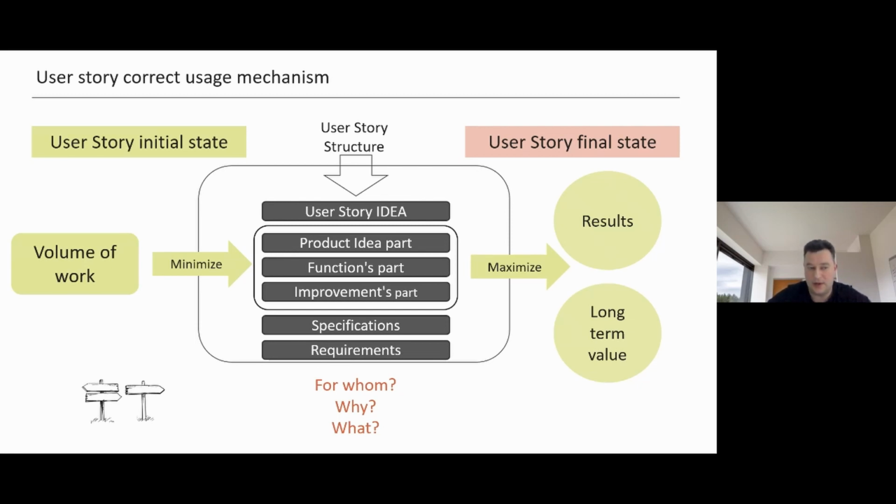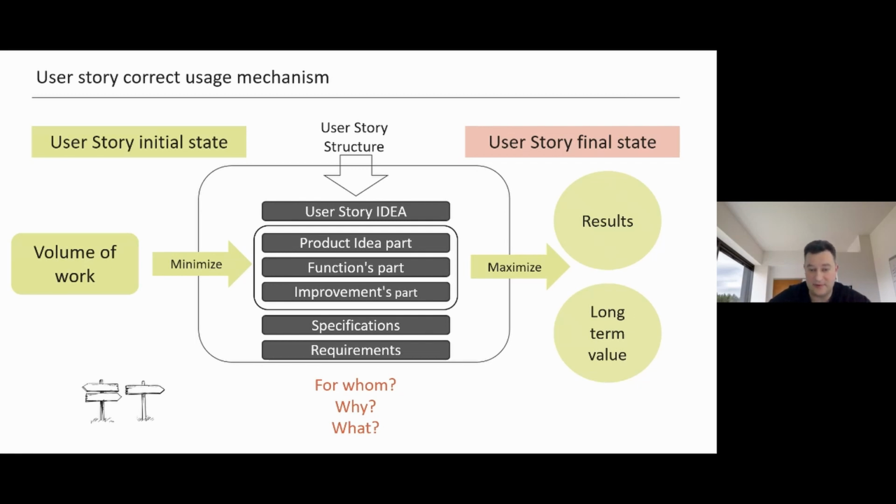So as you can see, we have user story initial state and user story final state. In the middle part of this slide, we have the general user story structure. First of all, let's start from the structure. For sure, we need to have the part of user story idea, related to the description of the user story idea. After that, we need to provide the three parts we reminded on the previous slide: product idea part, functions part, improvements part. All the things should be described.